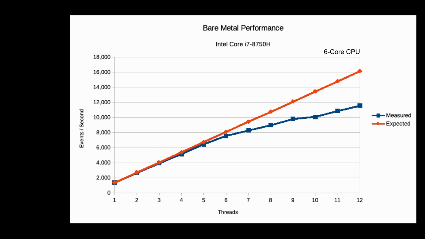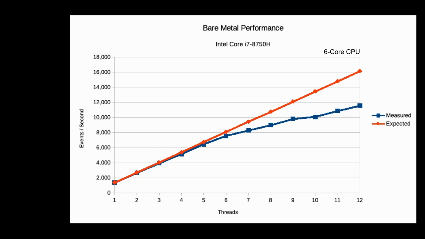4 years ago, I did this measurement, and these white background charts are from that video. So this is an 8750H. That's a mobile version of the 8700 core. This was, I think, an MSI laptop, a Stealth something. And it was a 6-core machine.